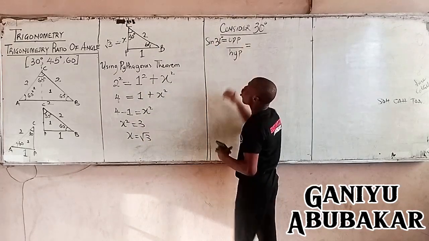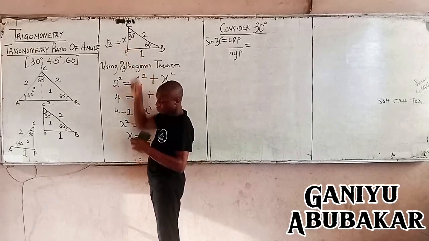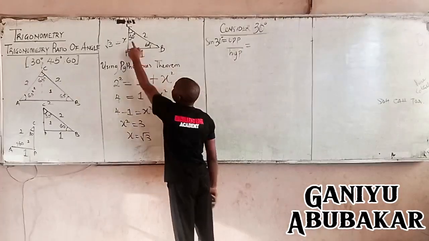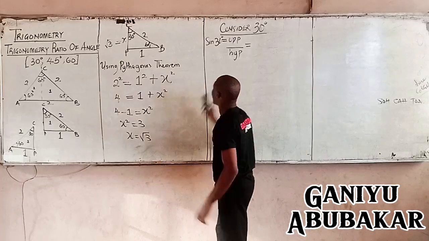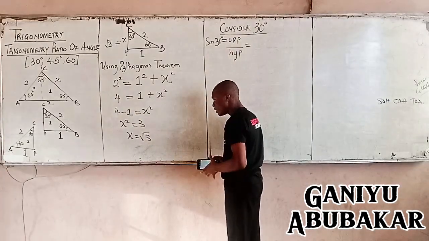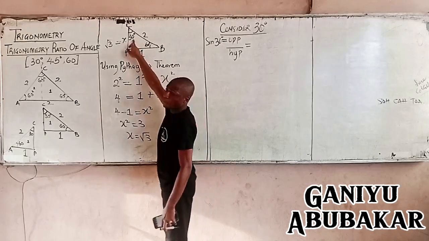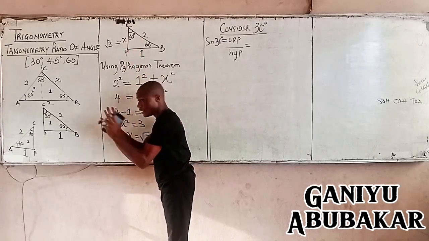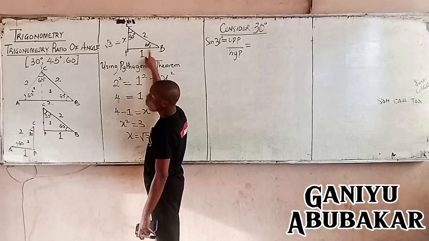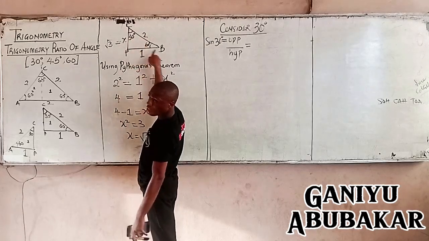Now look up, please, considering angle 30. I'm considering 2 things here, 30 and 60, right? But let's start with 30 first. Don't do 60, do 45 later. For 30 now, listen up, please. This is angle 30. If I'm considering angle 30, what's my opposite? The side the angle is facing, that's the opposite.